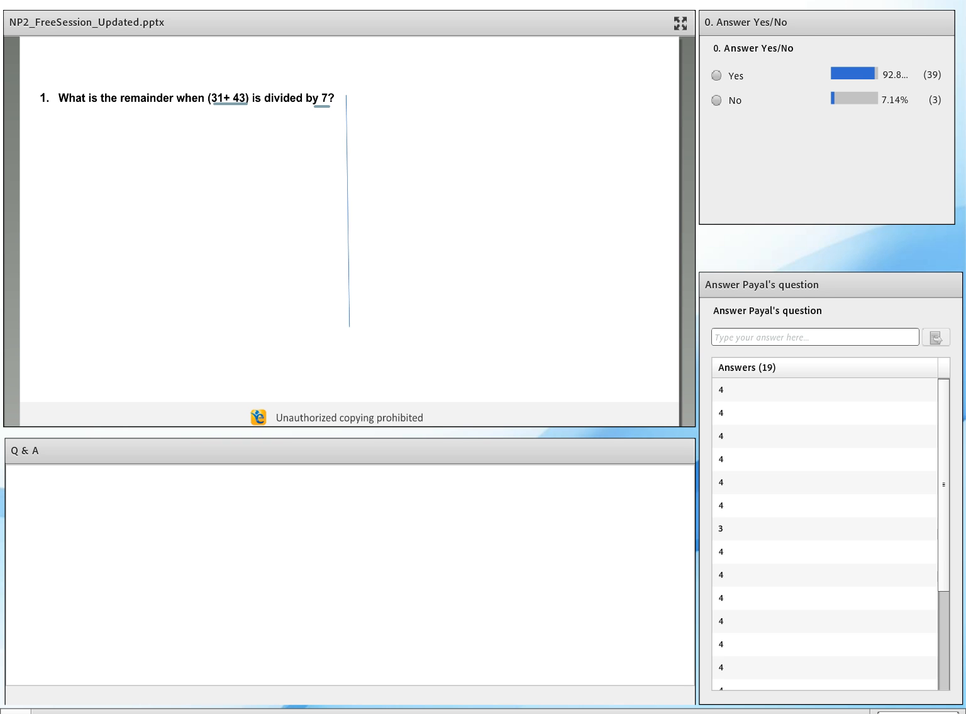Absolutely. 4 is the answer. Now tell me, how did you solve this question? The remainder is 4. There are two ways of doing this.